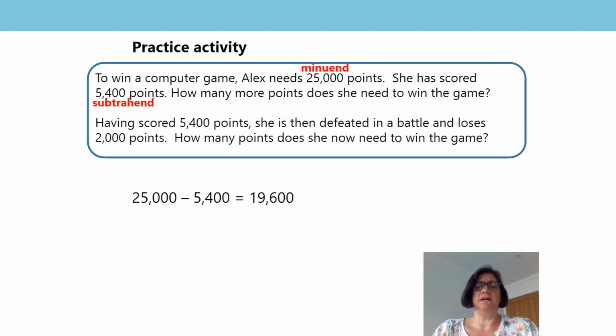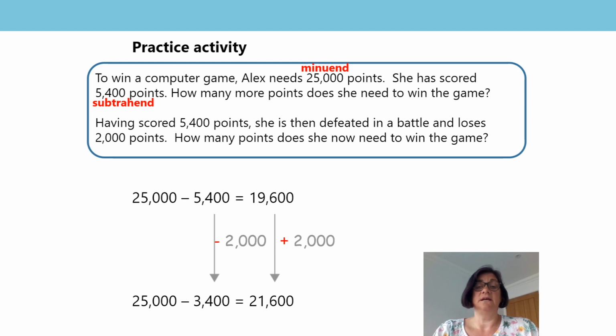I remembered our generalisation. If the minuend is kept the same and the subtrahend decreases, the difference increases by the same amount. So I decreased my subtrahend by 2,000. And then I increased the difference by 2,000, and this let me work out how many more points Alex needed because I added 2,000 to the difference, telling me that she now needed 21,600.